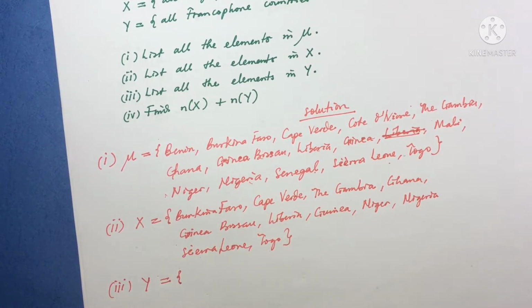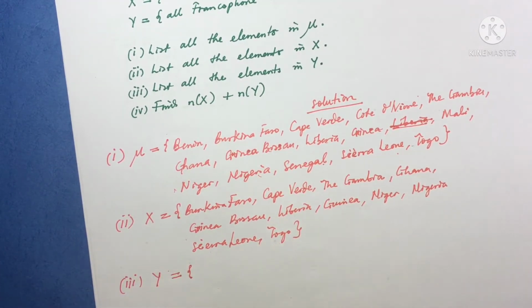So, if the countries in the West African sub-region are either Anglophone or Francophone, then all it means is that Y will be X complement, because Y will contain all the elements in the universal set that are not contained in X. So adding all the Anglophone countries to the Francophone countries will make the set mu, that is the universal set. Because if you're in the West African sub-region, you are either an Anglophone country, an English-speaking country, or a Francophone country, a French-speaking country, okay?